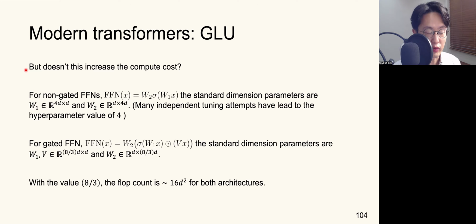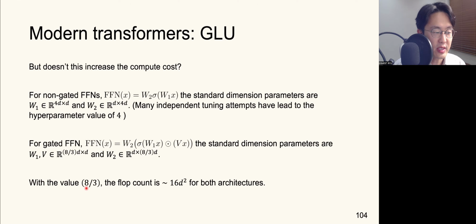But you might ask, doesn't this increase the compute cost? Well, not really. The gated FFNs are sized such that the compute cost roughly remains the same. So for the non-gated FFNs, usually an expansion factor of 4 is used. So that means for the given input x of dimension d, W1 is then a 4d by d matrix. So the output of the first linear layer is larger by a factor of 4, and then W2 reduces the dimension back down to d. For the gated FFN, the W1 and V matrices are sized to be 8/3 times d by d, and W2 reduces the size back down to dimension d.